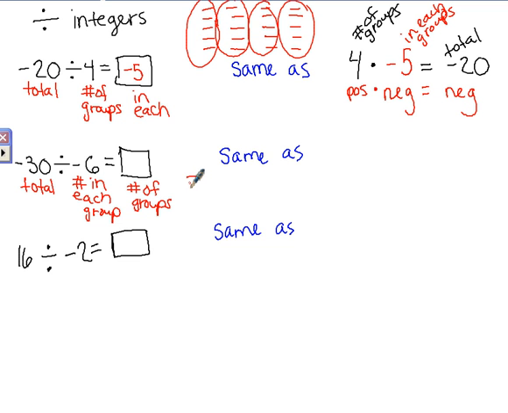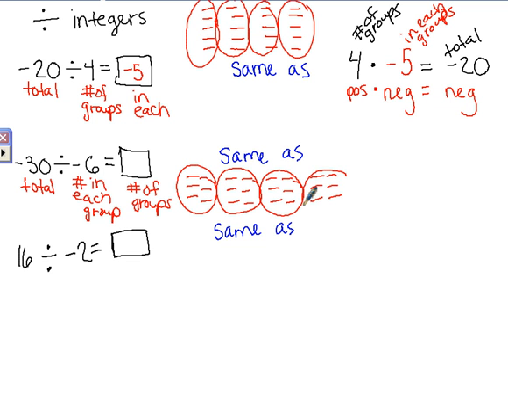And go 1, 2, 3, 4, 5, 6. So there's one group. There's another group, and I'm at 12 total. Another group of 6. Now I'm at 18 total. See, now I have 4 groups of 6, which is 24. Now I'm at 30. So how many groups did it take me? 1, 2, 3, 4, 5 groups of -6. So my answer is 5.